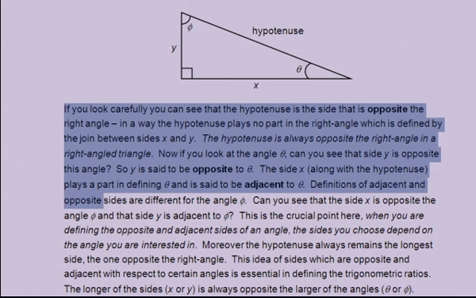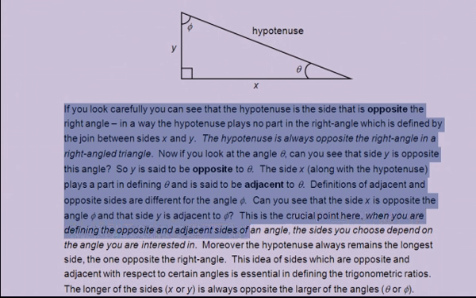Definitions of adjacent and opposite sides are different for the angle phi. Can you see that the side x is opposite the angle phi? And that the side y is adjacent to phi? This is the crucial point here. When you are defining the opposite and adjacent sides of an angle, the sides you choose depend on the angle you are interested in. Moreover, the hypotenuse always remains the longest side, the one opposite the right angle.